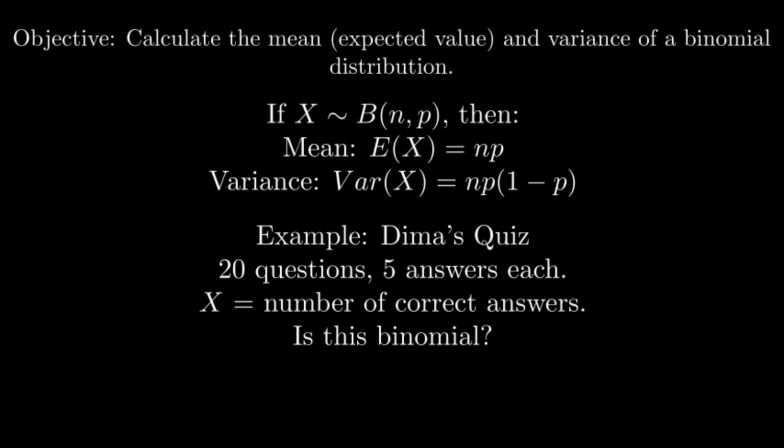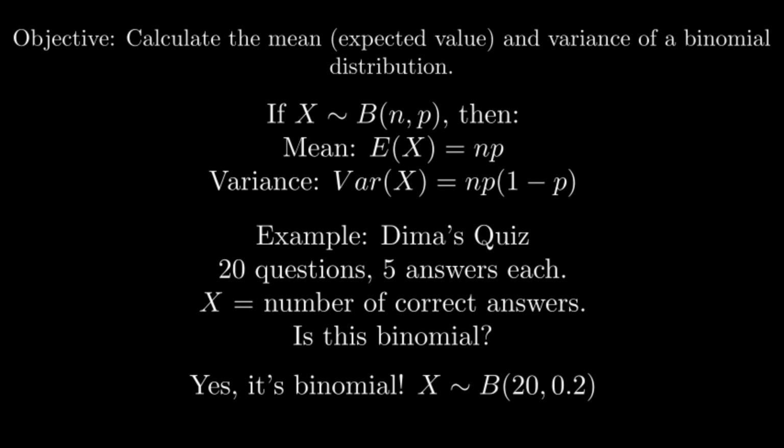Let's check. Fixed trials? Yes, n equals 20. Two outcomes? Yes, correct or incorrect. Independent? Yes, guessing on one question doesn't affect another. Constant probability of success? Yes, since there are 5 choices, the probability of guessing correctly, p, is 1 over 5, or 0.2. So X is distributed as B(20, 0.2).